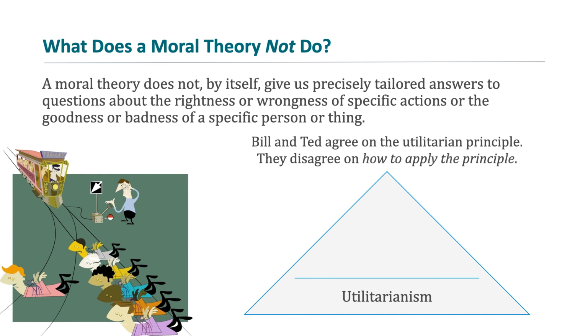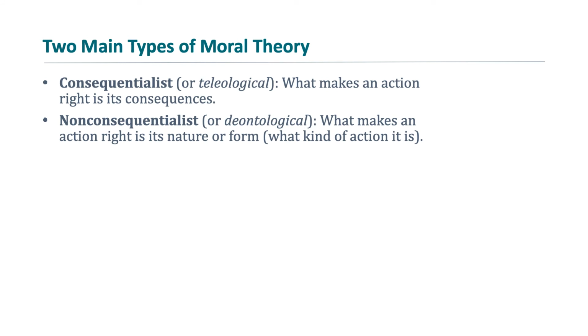And so a moral theory does not by itself give us answers to every question about the rightness or wrongness of specific actions. Now, when we think of different types of moral theories, there are two main types that your textbook talks about. And I've already mentioned these, but there's consequentialism, which is we can determine the rightness or wrongness of an action based upon the consequences of that action. And so we'll look at that more in the next chapter. But there's also what are called non-consequentialist moral theories. And in these theories, what makes an action right is the nature or the form of the action itself. So we will consider non-consequentialist moral theories in a couple chapters.